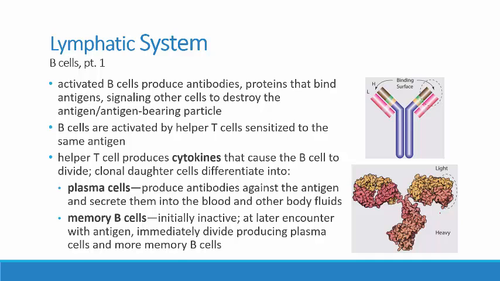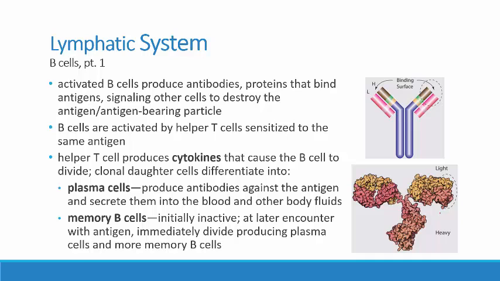And like the memory T cells, the memory B cells are initially inactive, but when they encounter the antigen later on, they will divide immediately and produce plasma cells and more memory B cells. So the memory B cells are there, and the value of having these memory B cells is that you don't need a helper T cell.